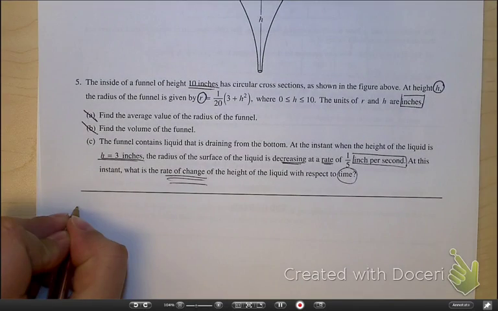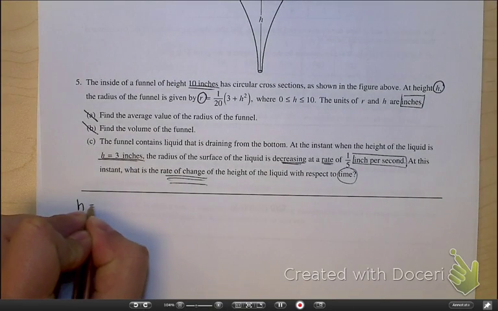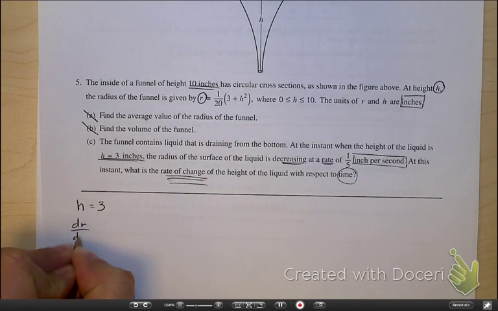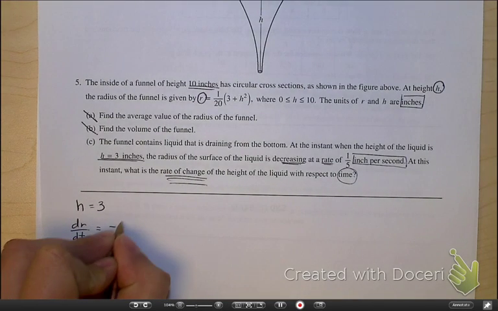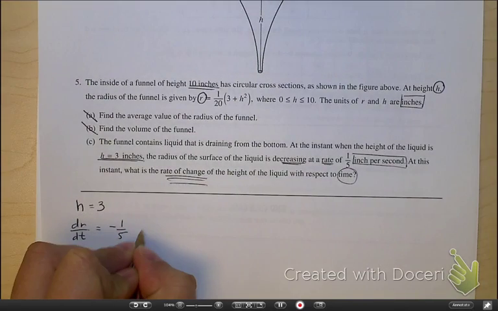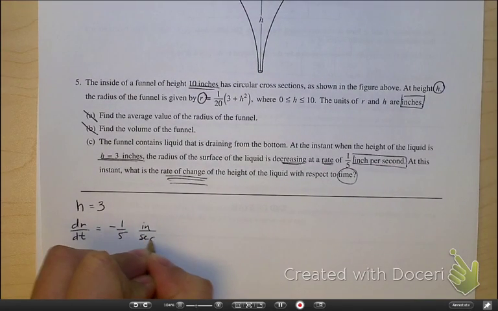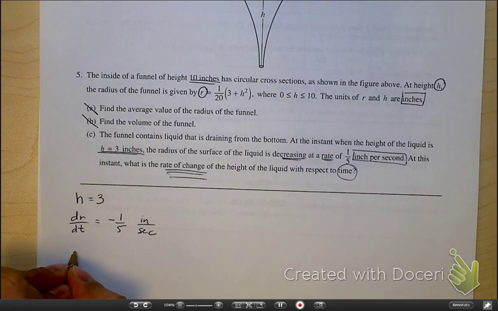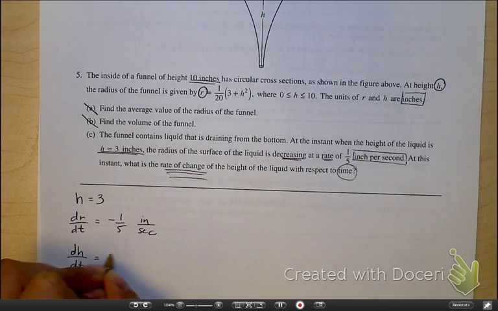We know that we have a couple different variables. We know that the height is 3. We know that the radius is decreasing, so dr/dt. The radius is decreasing at a rate of negative 1/5 inch per second. And I think that's all that we are given. We are looking for, at this instant, what is the rate of change of the height?